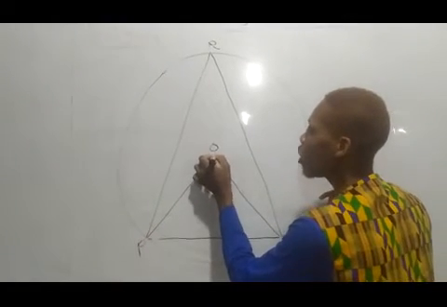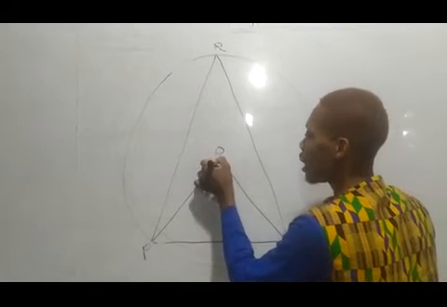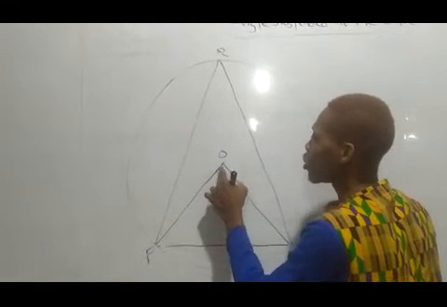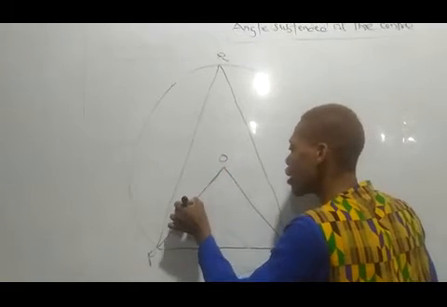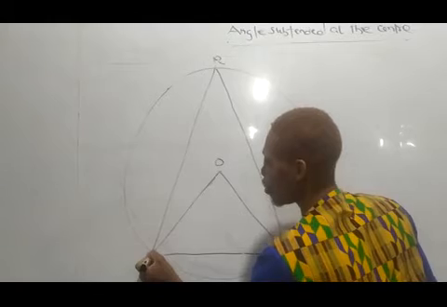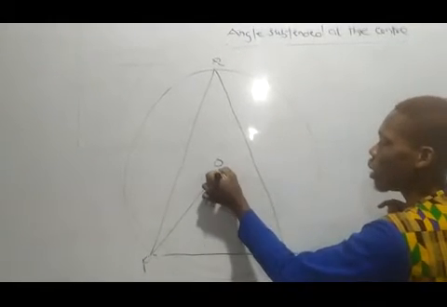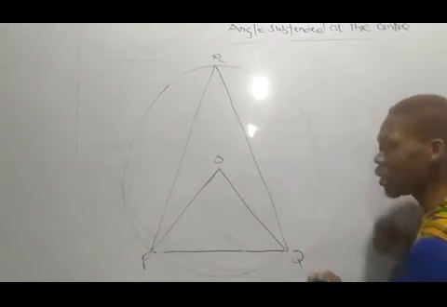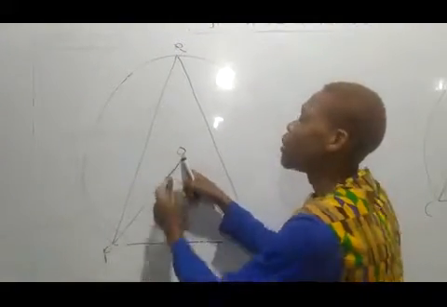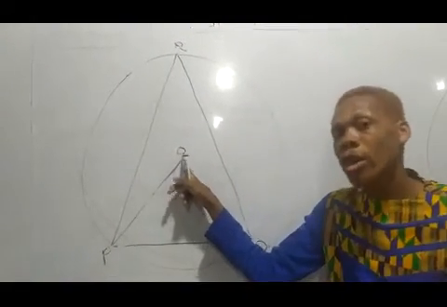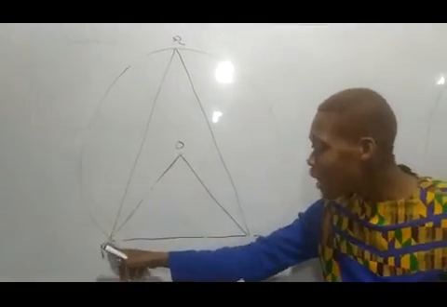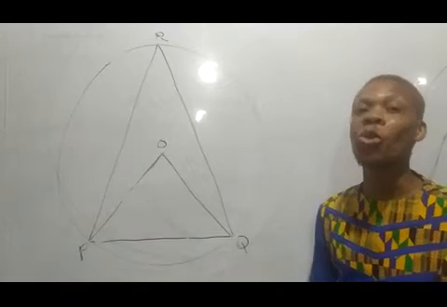So you realize that the angle O is standing on chord PQ. How do I know that? Look at the 2 lines, 1, 2. These 2 lines create the angle O. This line stands at a point P, or this one has a connection with point P, and this one also has a connection with point Q. So PQ here is subtending angle O. You realize that angle O is the angle at the center. So PQ subtends angle O at the center.